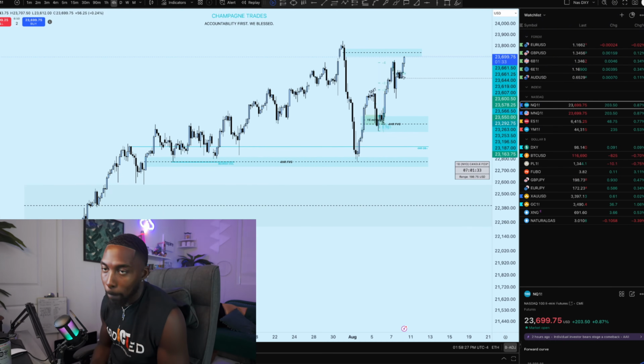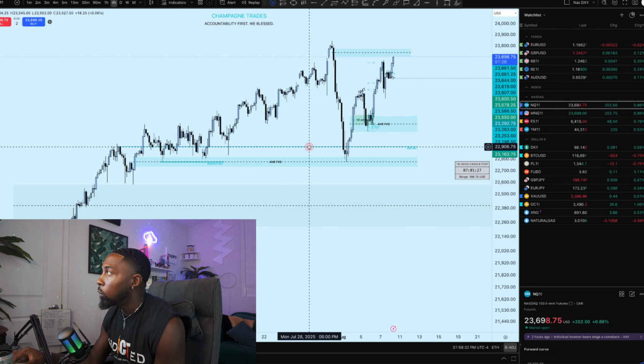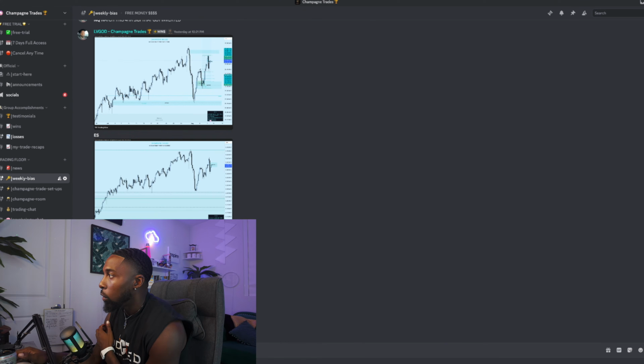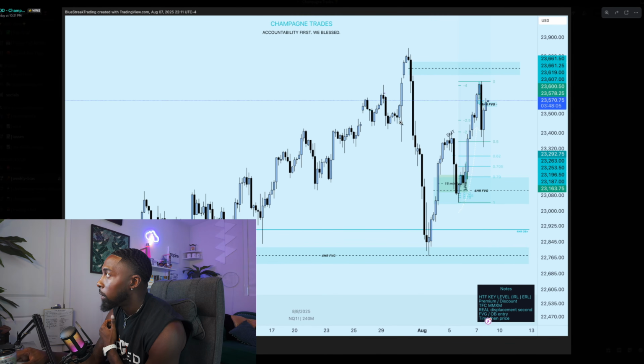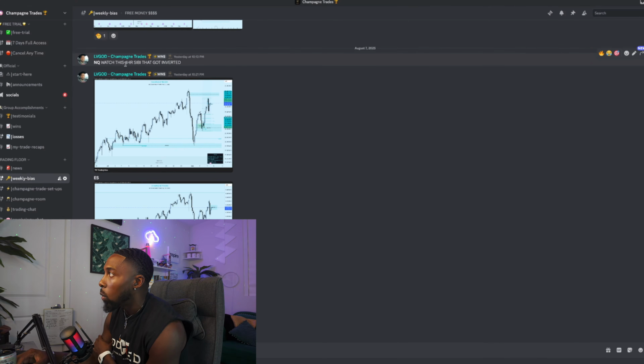Let's get into it. All right, so here we are on the Nasdaq NQ futures, the 4-hour chart. In my group last night, I posted this chart on NQ and I told everybody to watch for the inversion fair value gap, which is this fair value gap right there. So you can see right there, watch this 4-hour SIBI that got inverted.